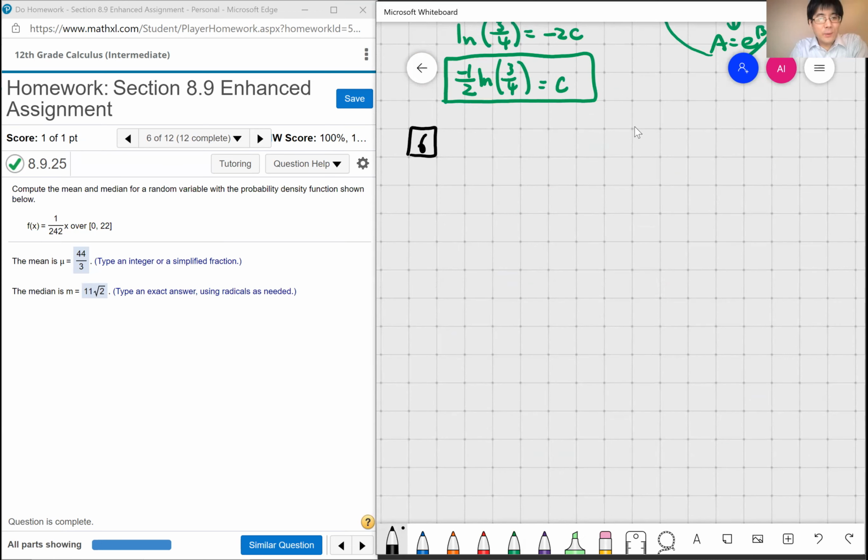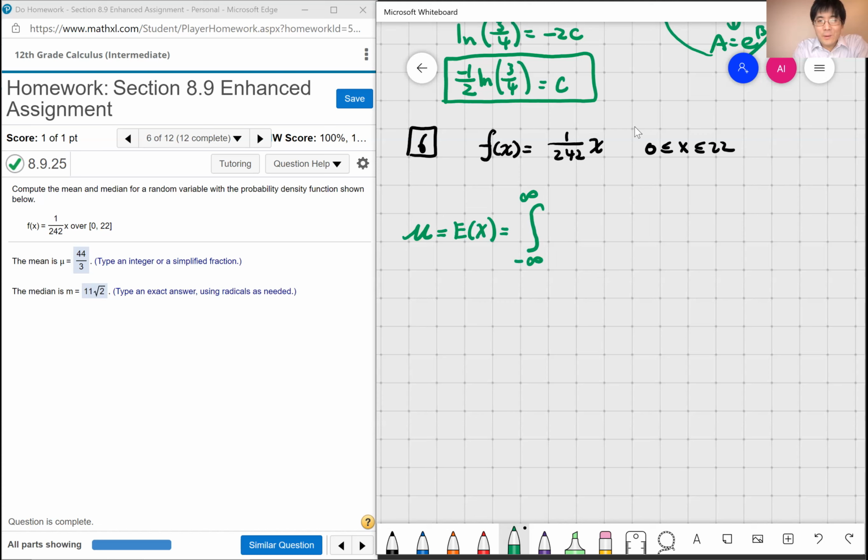Compute the mean and the median for a random variable with probability density function shown below. So we have a probability density function. It's a linear function like this on x between 0 through 22. Here's how to find the mean. The mean, or in other words, the expected value of x, is defined to be the integral over the whole domain of the product of the function times x. So probability density function multiplied by x, no matter what it is, and take an integral. We're going to use this to find the mean.